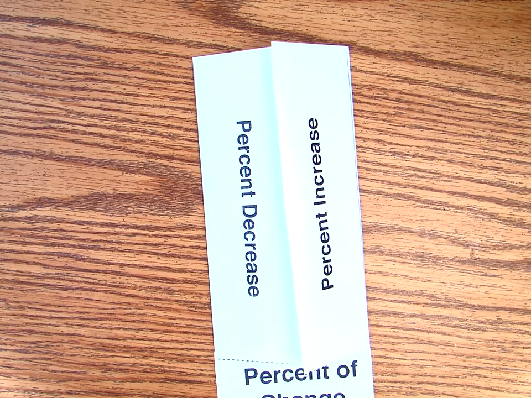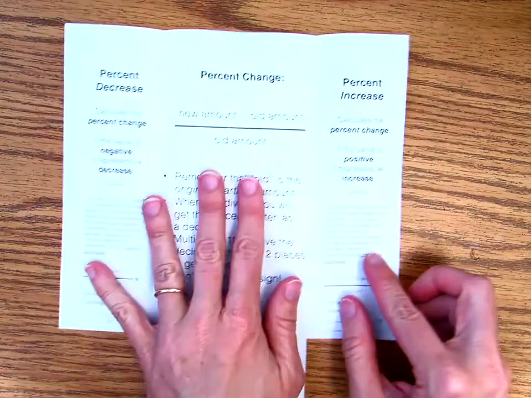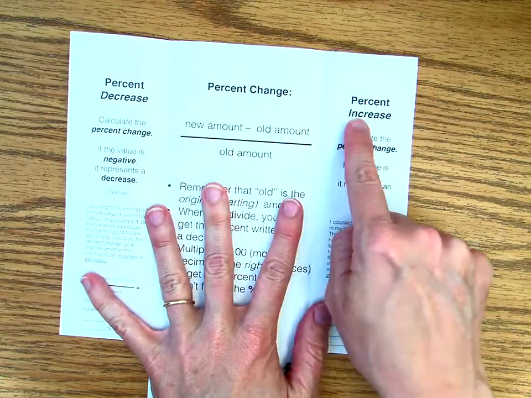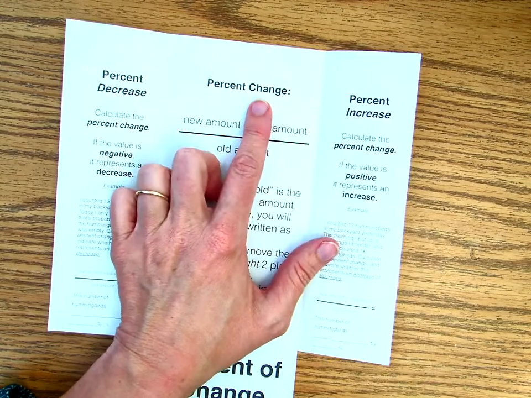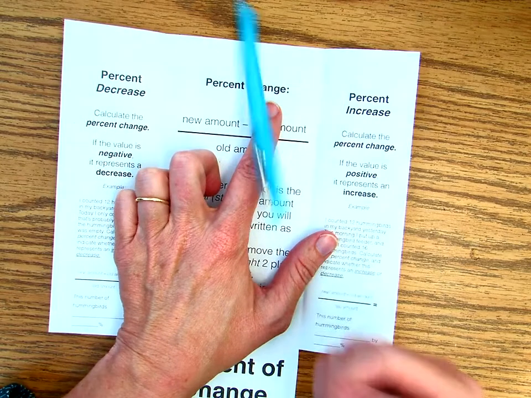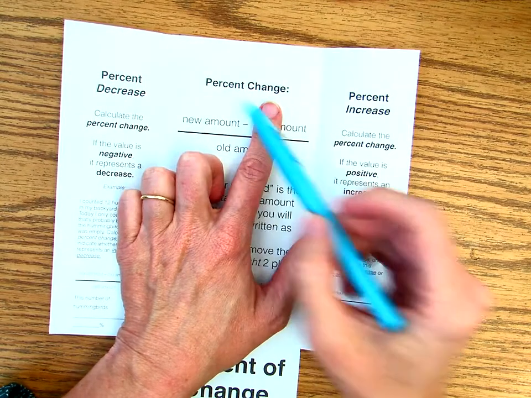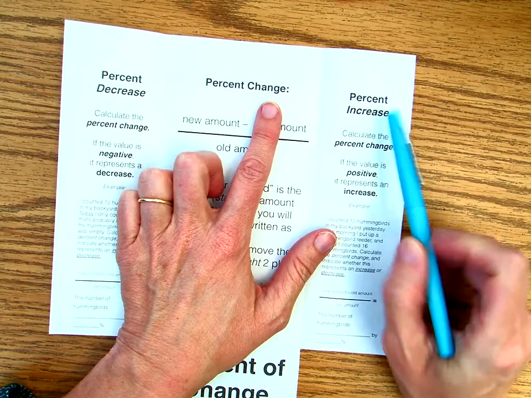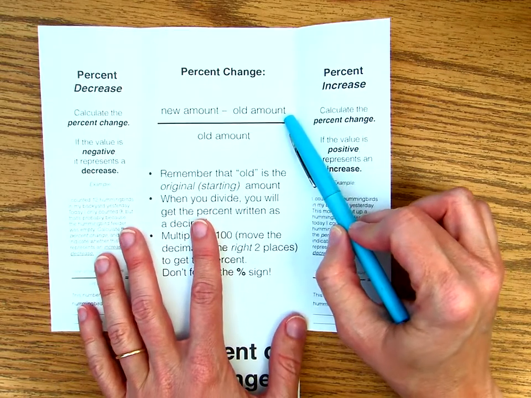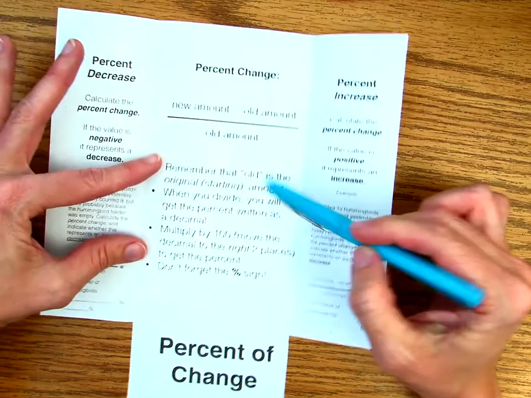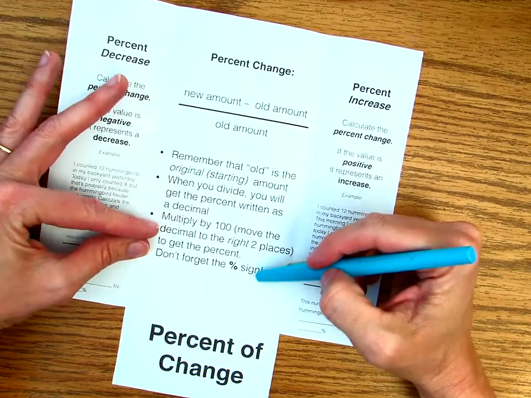So we're going to look at the center information first. Percent of change applies to decrease or increase. It's basically what percent of a quantity has changed, either going down, decreasing, or going up, increasing. I'm going to come back to this format of what we're going to be writing, but I want to remind you of these things down here.